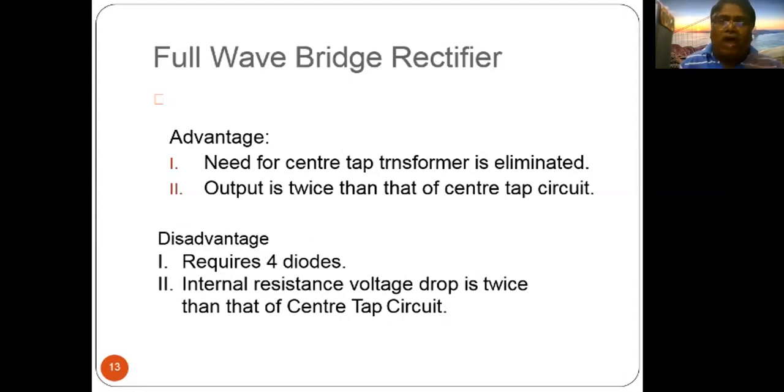In a half wave rectifier, you have only 1 diode. In a full wave rectifier, 2 diodes. In a bridge wave rectifier, 4 diodes. So whenever the number of diodes increases, the rectifier efficiency will also increase. Transformer utility will also increase. But the ripple factor is not reduced.